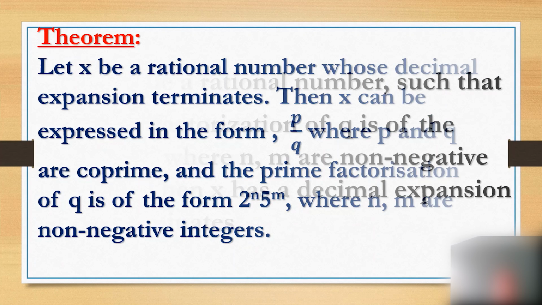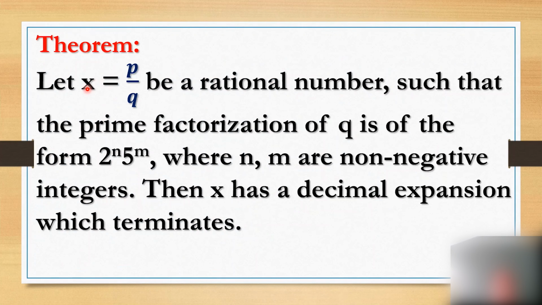Next theorem, which is the converse of the previous theorem. Let x equal to p by q be a rational number such that the prime factorization of q is of the form 2 raised to the power n into 5 raised to the power m, where n and m are non-negative integers. Then x has a decimal expansion which terminates.